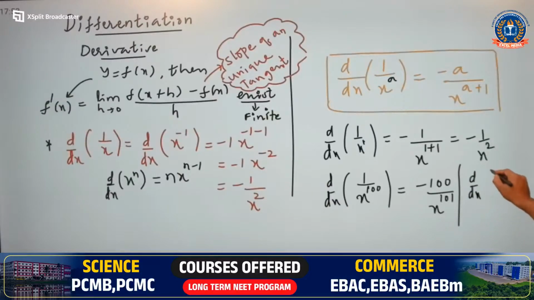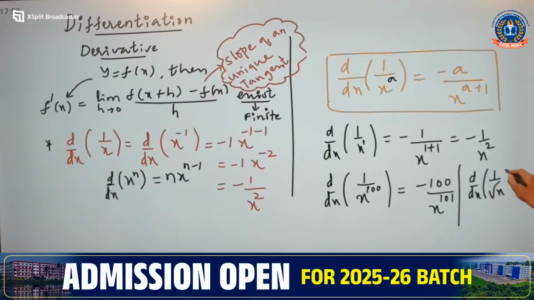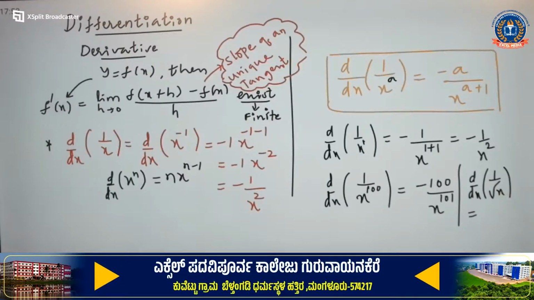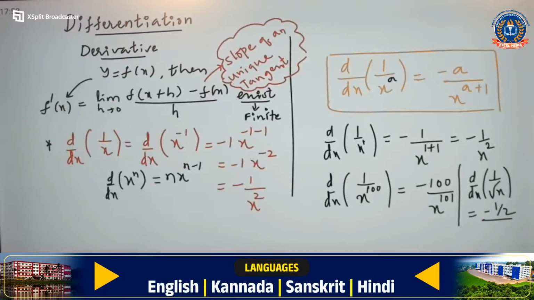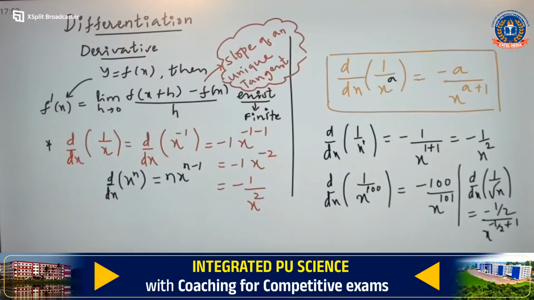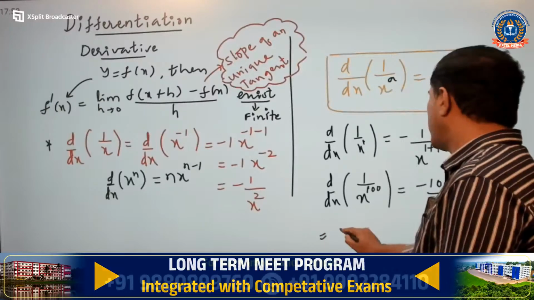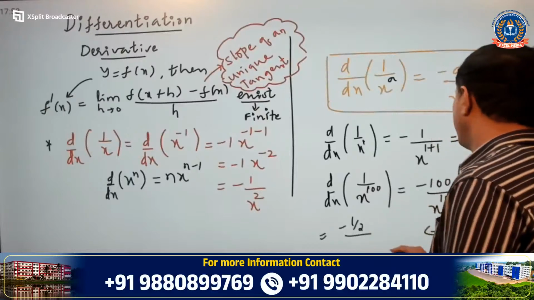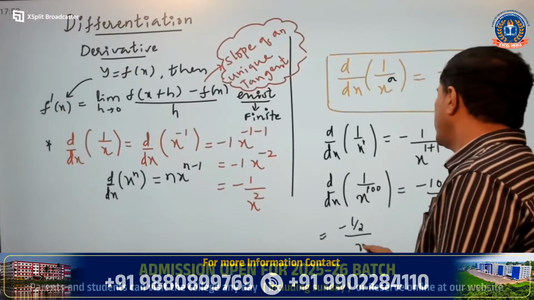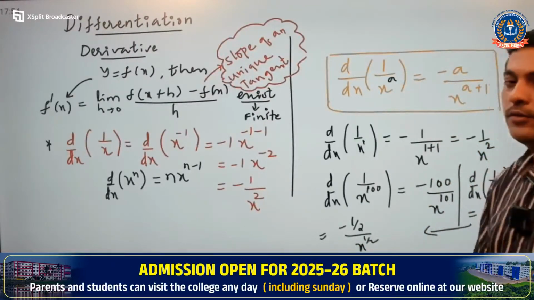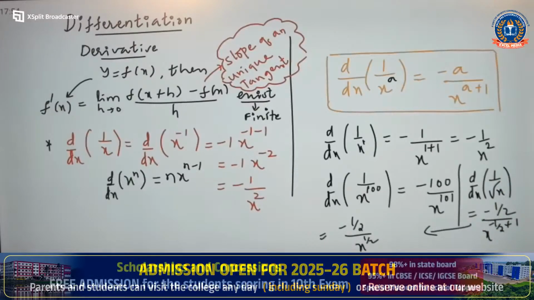Derivative of 1 by root x. What happens to the derivative of 1 by root x? Root x means x to the power of minus 1/2; write it as minus 1/2. x raised to minus 1/2 plus 1, just add that. Look at the solution here. Minus 1/2 divided by minus 1/2 plus 1, it is 1/2. So that is the answer. Write it.